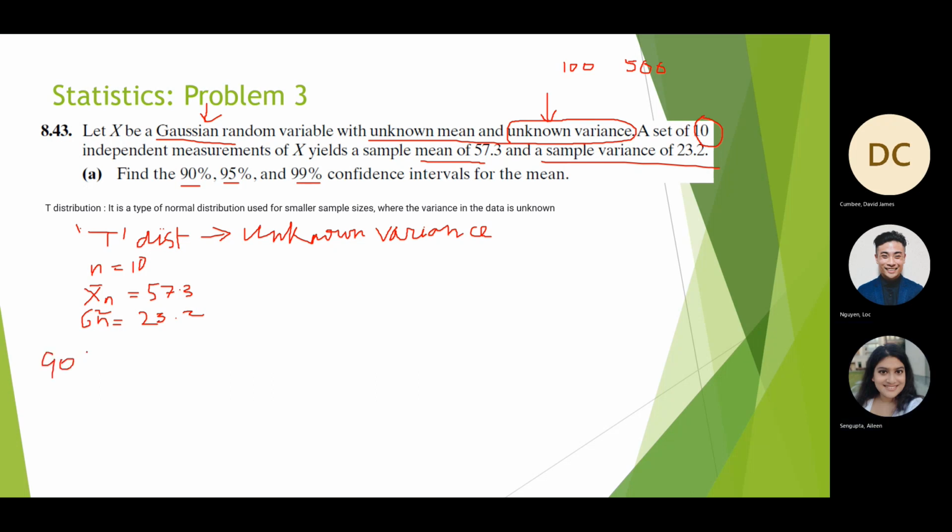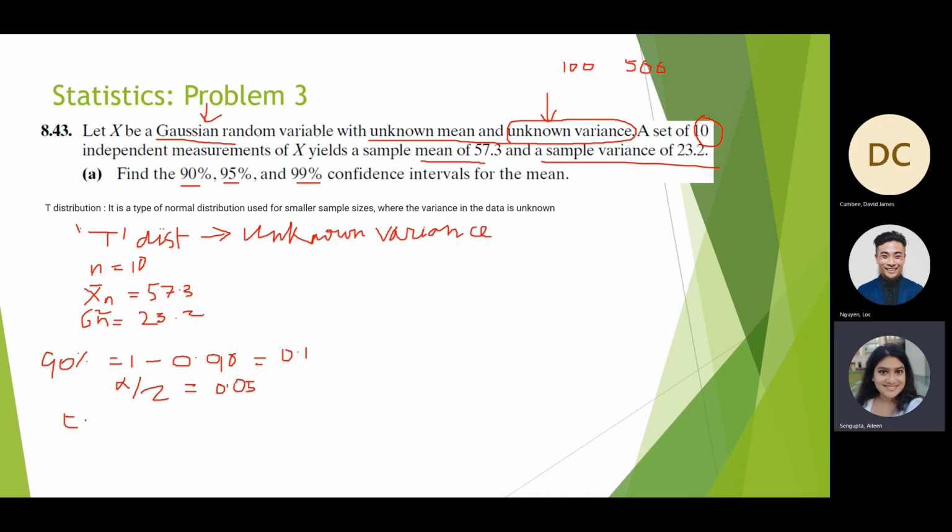Well, 90% means it's 1 minus 0.90 basically. So this comes out to 0.05, but I have to just show everything. So my alpha by 2 is basically 0.05, right? So then what we have is t of alpha by 2, right? I'm sorry, t of alpha.